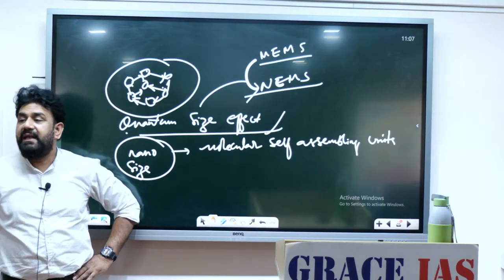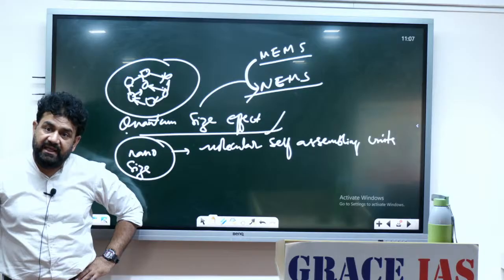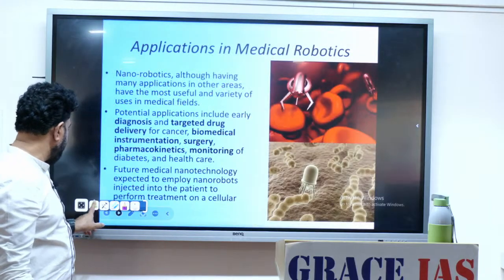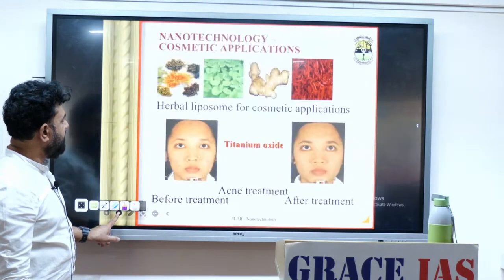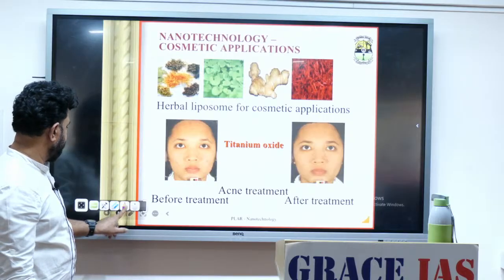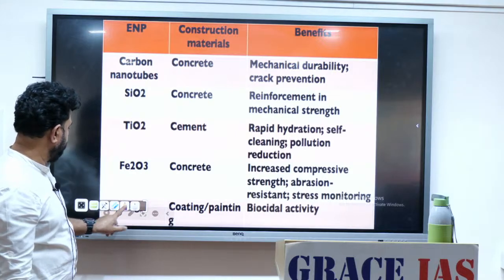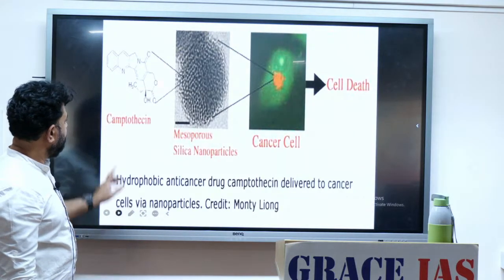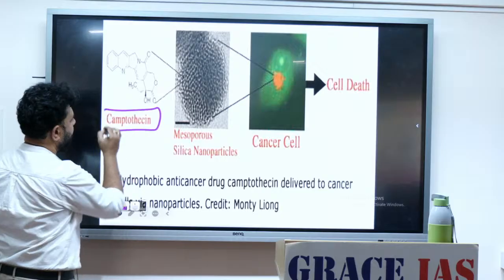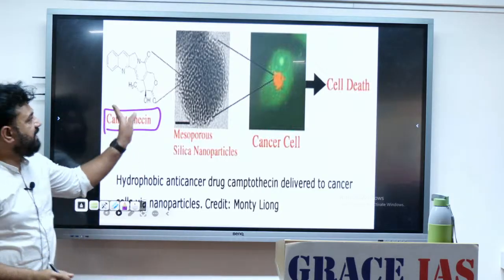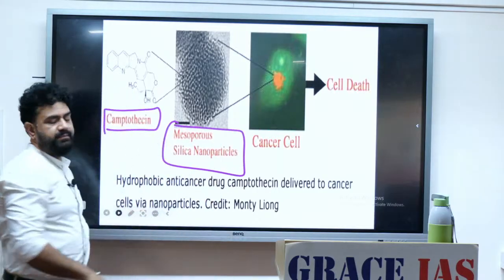We can have many such applications. Cancer drug can be delivered directly to the cell. For example, we mentioned camptothecin. We have that picture also here. Camptothecin is a cancer drug, an anti-cancer drug, and this can be delivered directly to the cell through mesoporous silica nanoparticles.